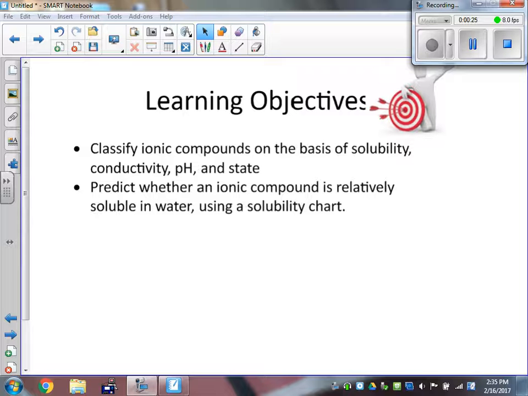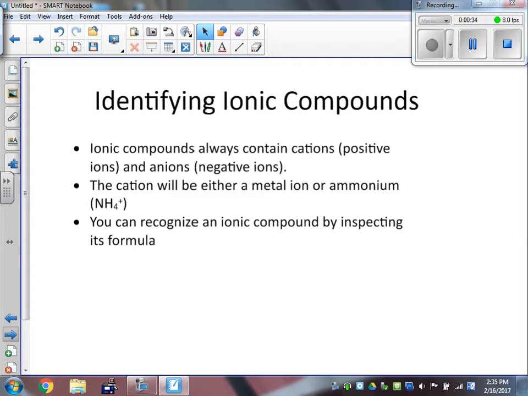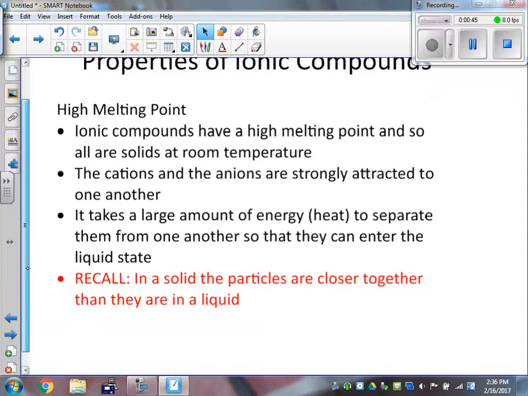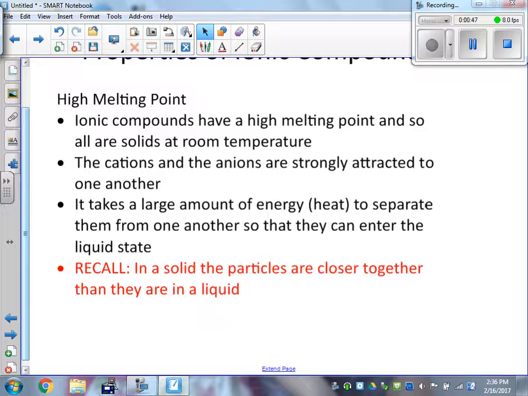enough time there. So we want to classify ionic compounds based on solubility, conductivity, pH, and state. Predict whether an ionic compound is relatively soluble in water or not. Okay, identifying ionic compounds, of course, we know it's cation and anion. It's positive and negative. Okay, so we already talked about that. Ionic compounds have very high melting points. Do you remember what structure they take on?